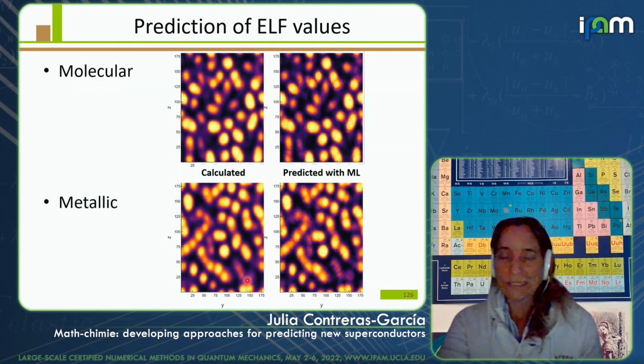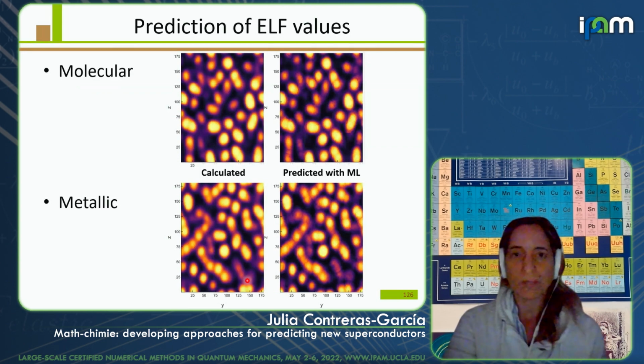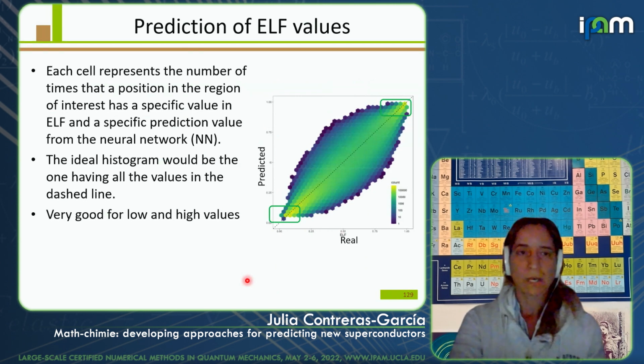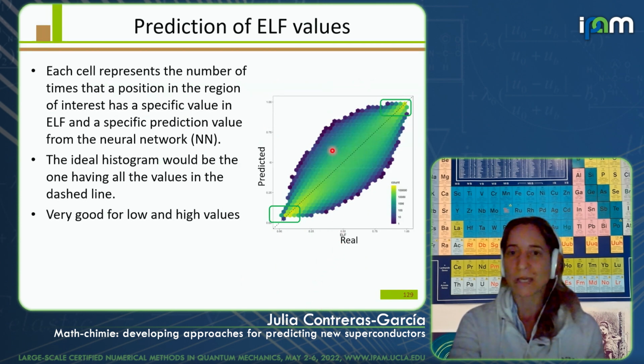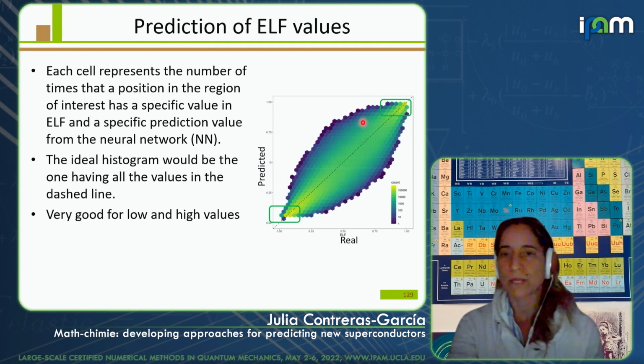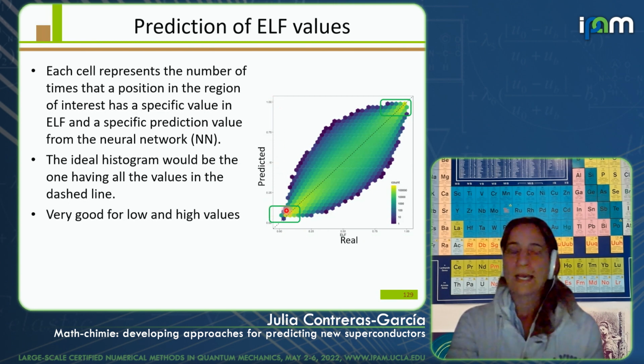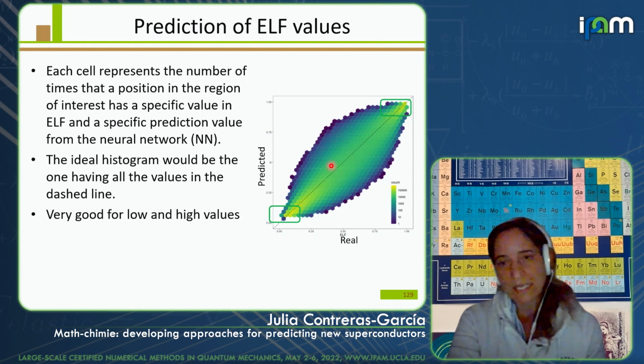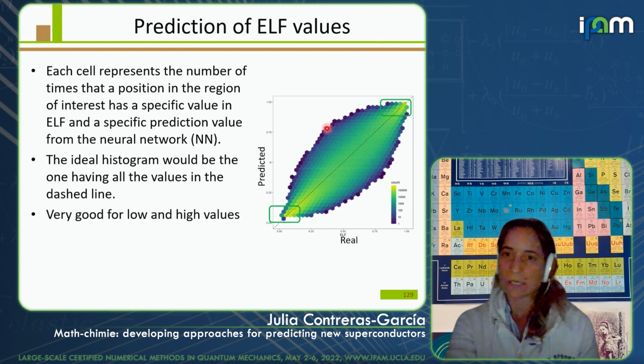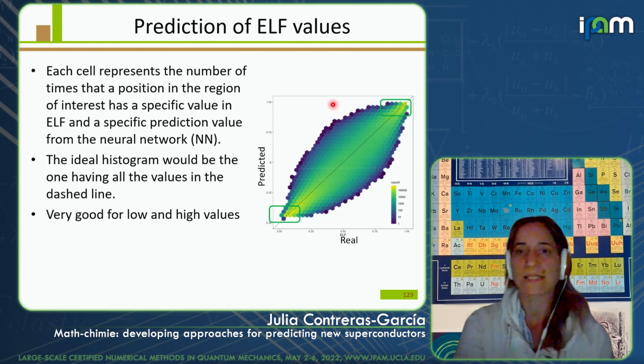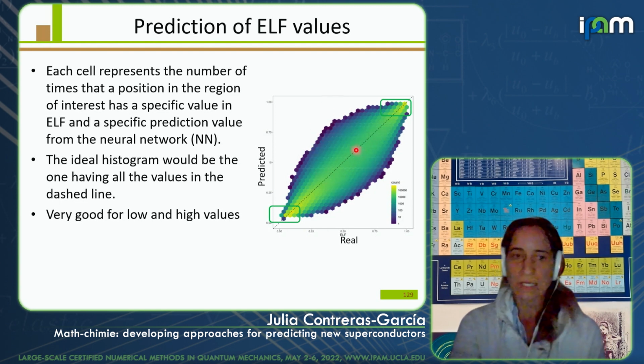Visually, it looks great. Now, the only problem is that once you go to a histogram to actually see where the errors in the prediction are coming from, here you have the real ELF value, and here you have the predicted. This is logarithmic, so anyhow, it's pretty good. But as you can see, the biggest part of errors are coming from exactly where we are looking, which is the delocalization region, ELF 0.5. So we need to improve it.